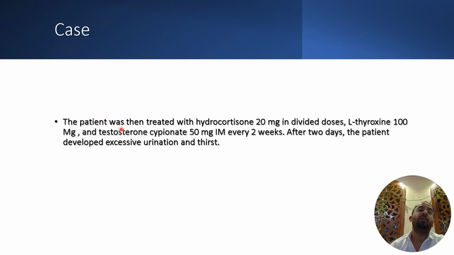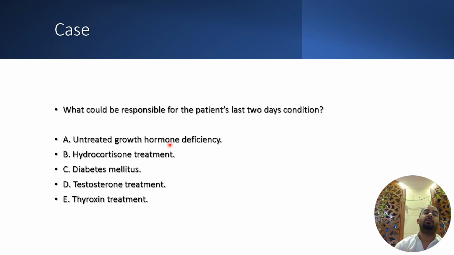The patient was given a full replacement therapy with hydrocortisone 20 mg in divided doses, L-thyroxine 100 mcg, and testosterone cypionate 50 mg IM every 2 weeks. And after 2 days of the replacement therapy, the patient was doing well, but he developed excessive urination and thirst. So what could be causing this excessive urination and thirst in such a patient who was previously having no polyuria or polydipsia?